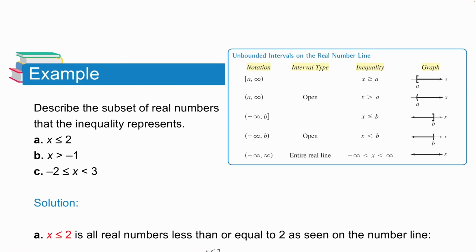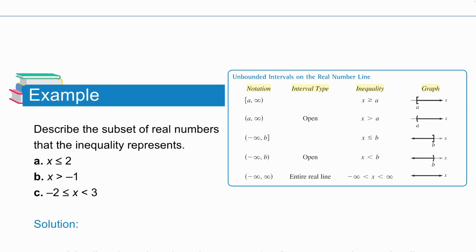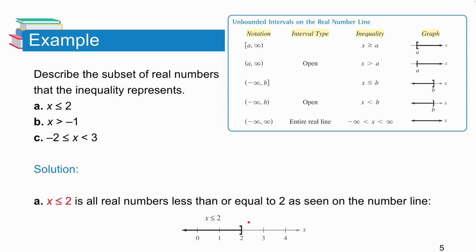And so here we want to describe the set of real numbers, the subset of real numbers for these three examples. So x less than or equal to 2 means that we include 2 and we include all numbers that are less than 2. So when we do this, we would basically shade everything that is less than or equal to 2, and you see that we have the closed bracket to denote that it is 2. It does include 2. So all real numbers that are less than or equal to 2.